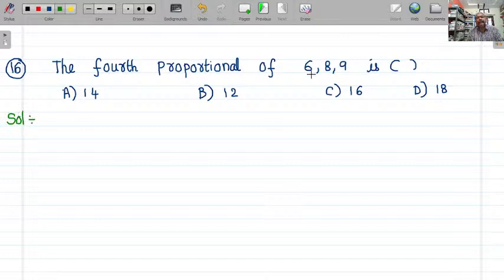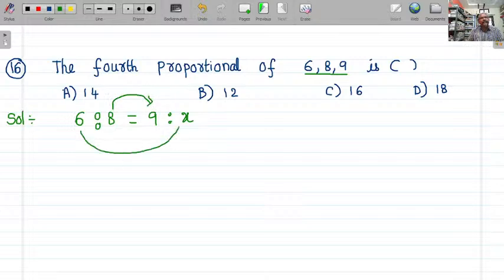See, the fourth proportional of 6, 8, 9. First proportional, second proportional, third proportional. We need the fourth proportional. So we can write 6 is to 8 is equal to 9 is to the fourth proportional, which we do not know, say x. We need to find x. As per the property of proportion, product of the means is equal to product of the extremes. So we can write 6 into x is equal to 8 into 9. So we need the x value.